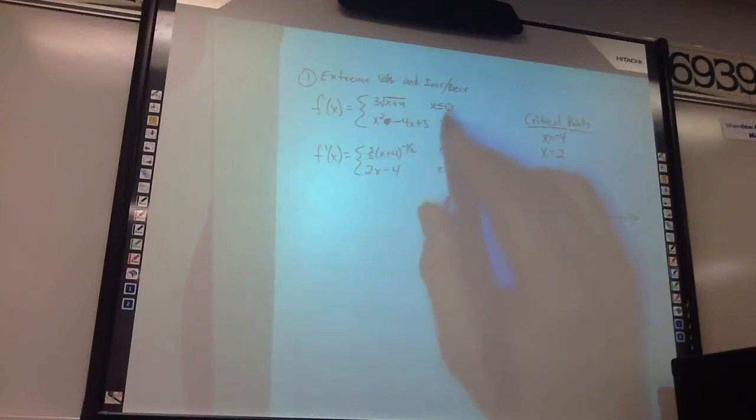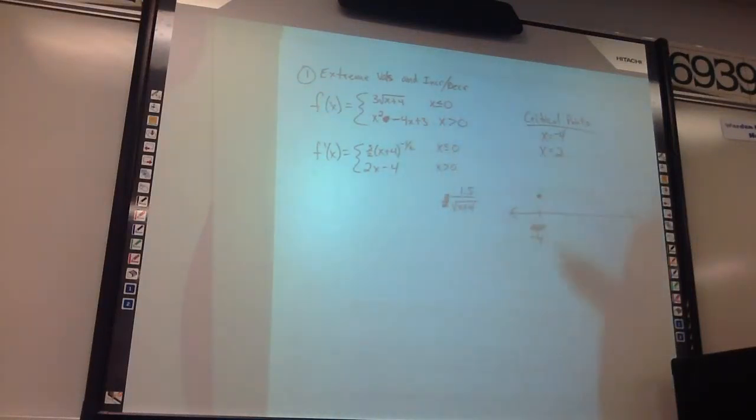Last thing you need to remember is on a piecewise function, where it changes is 95% of the time going to be a critical point. If the slope is exactly the same at that point, it won't be.